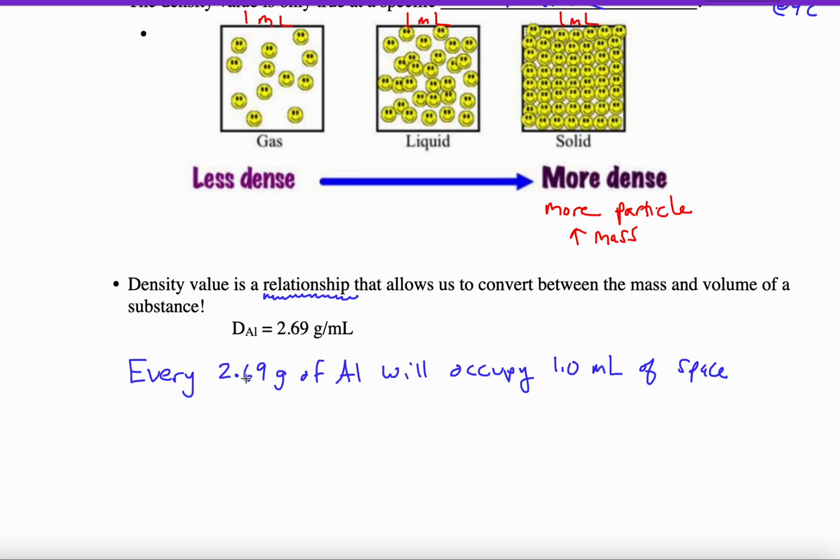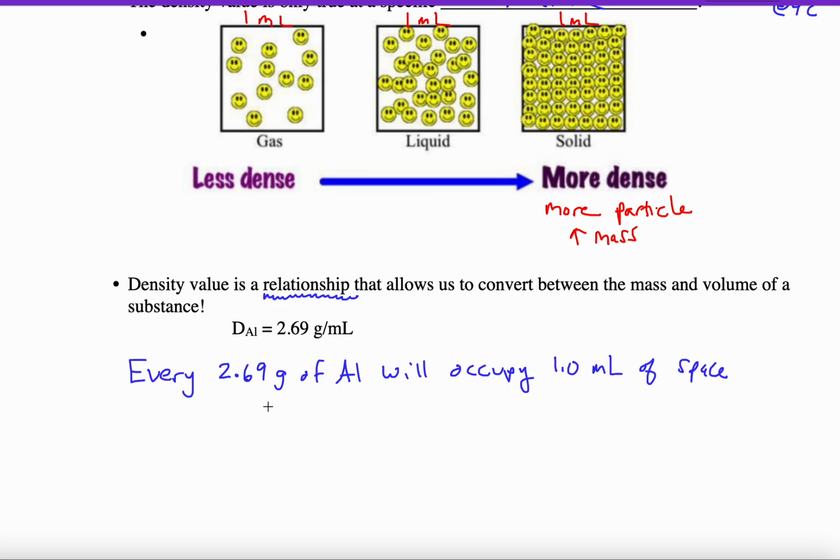That mass to volume ratio is unique for each substance. So if we measure out the mass of an aluminum sample and want to convert it to the amount of space it occupies, or we have done water displacement or used a ruler and determined the volume of the aluminum sample and want to convert it to the mass of the sample and we don't have a digital balance available, we can use this relationship.